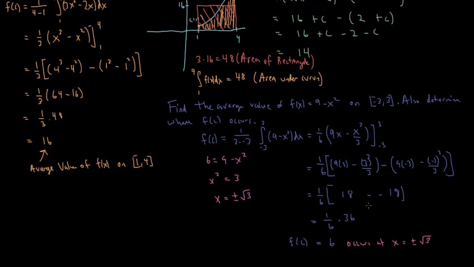Okay? So some of the homework is going to be phrased like that. Not only do we want to find the average y value, but we also want to find the x values where that average y value occurs. There's only one average value, but there could be multiple x values where that average value occurs.